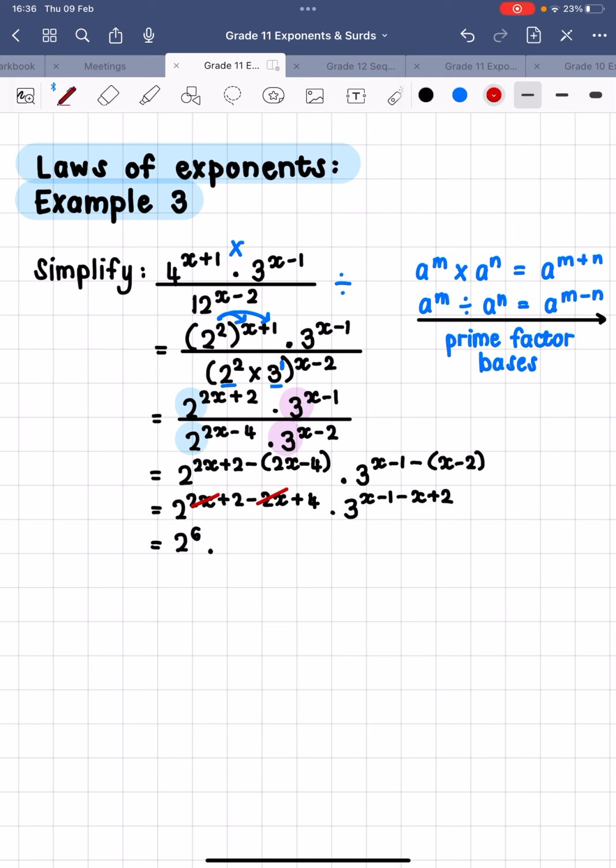If I'm looking at my 3, I have an x and then minus x. I am left with 3 to the power of negative 1 plus 2, which is 1. So I am left with 2 to the power of 6 times 3, which is 192.